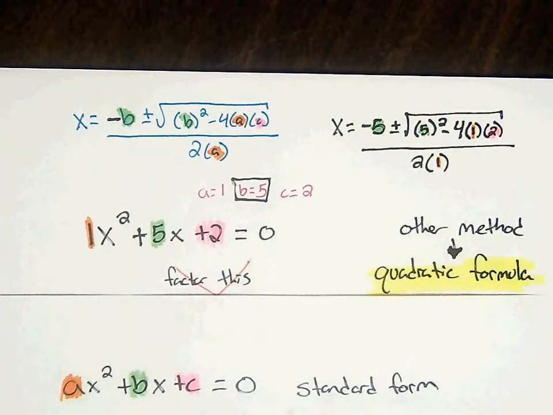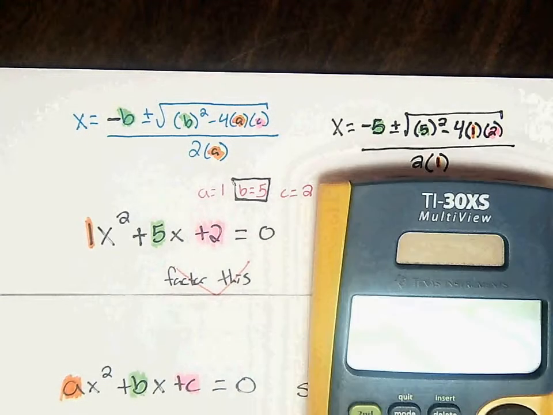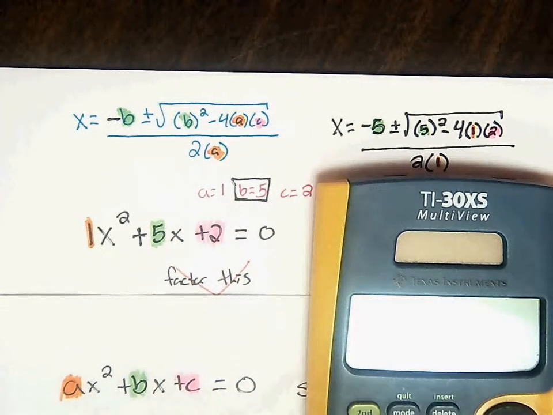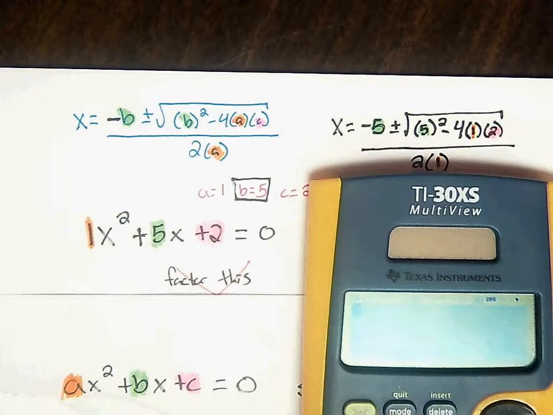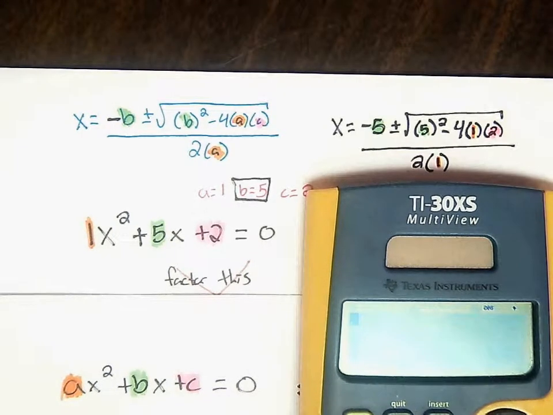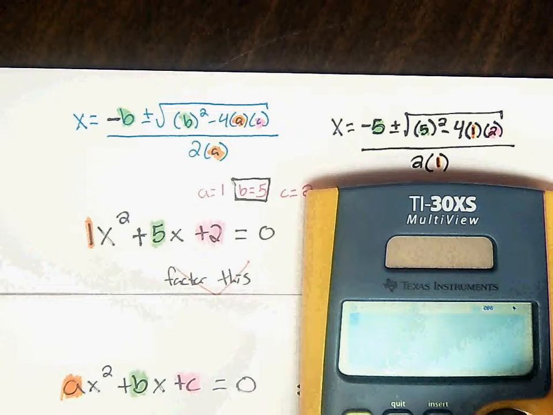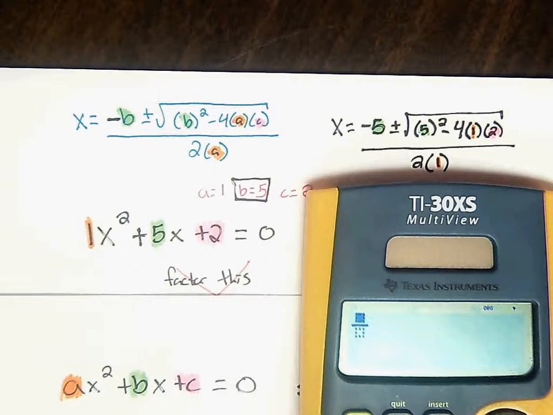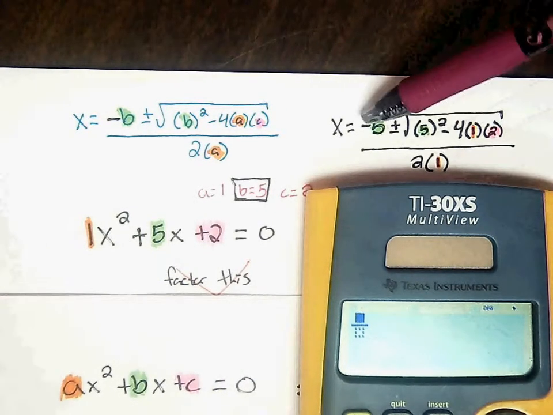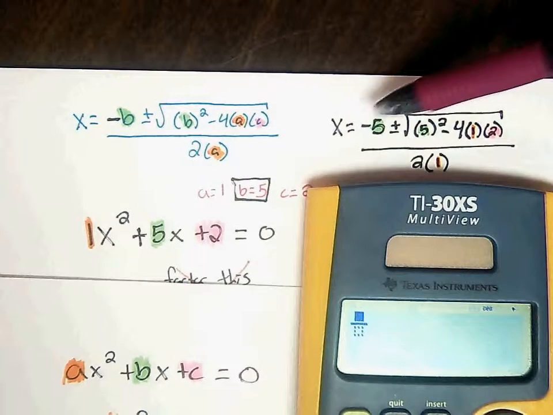Well, that's where this guy comes in handy. This guy, your calculator, is really nice because it's going to allow you to simply plug this in just like it looks. Okay, and I'm going to walk you through it. So the first thing you want to do is turn it on. And once you turn it on, we want to type this in. First, hit the fraction button. We're going to create the fraction, and then you're going to type in the top part of the fraction first. So it's going to be negative 5.